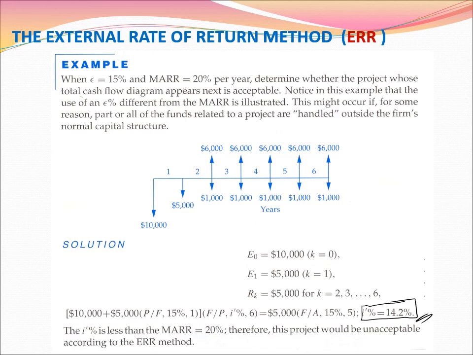Now, of course, after finding this, we need to make a decision. The decision part is also important. And the decision simply is, should we accept the project or not? And in order to do this, I need to compare this rate of return with MAR, and I see that this is less than MAR, which is 20%. Since it is less than MAR, I reject. The project is unacceptable. Okay, so this is the external rate of return.